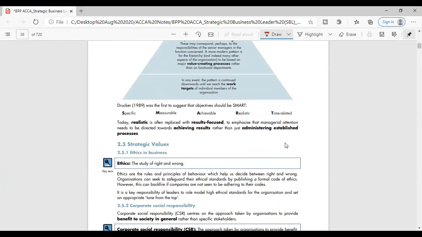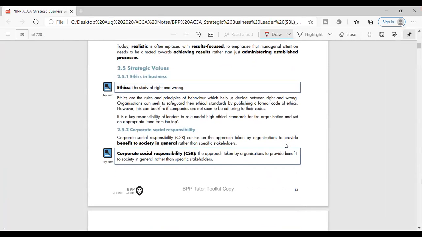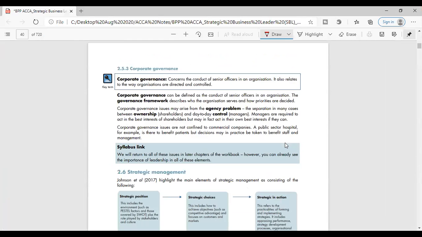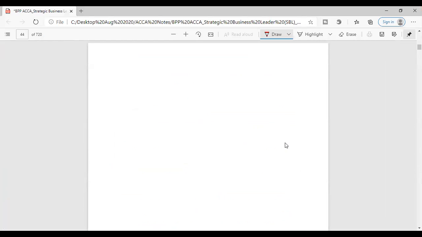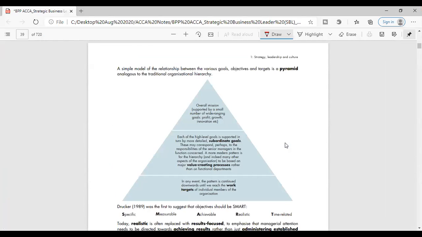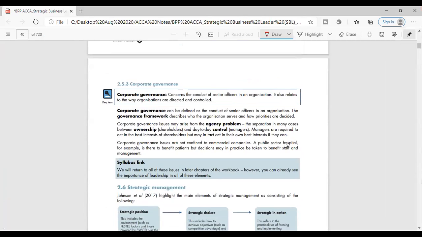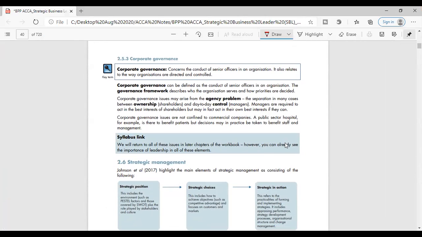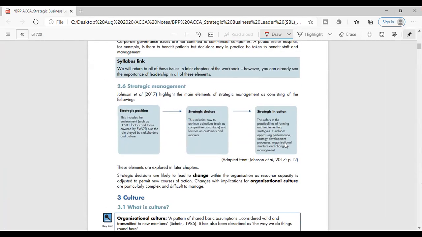Okay, so that's what we have just discussed. And next we'll come to strategic value and CSR. In fact, we'll be starting corporate governance next. A very important topic: corporate governance, strategic management. So these are all the foundational theories for the next few chapters, but it's good to understand the definition and the context.